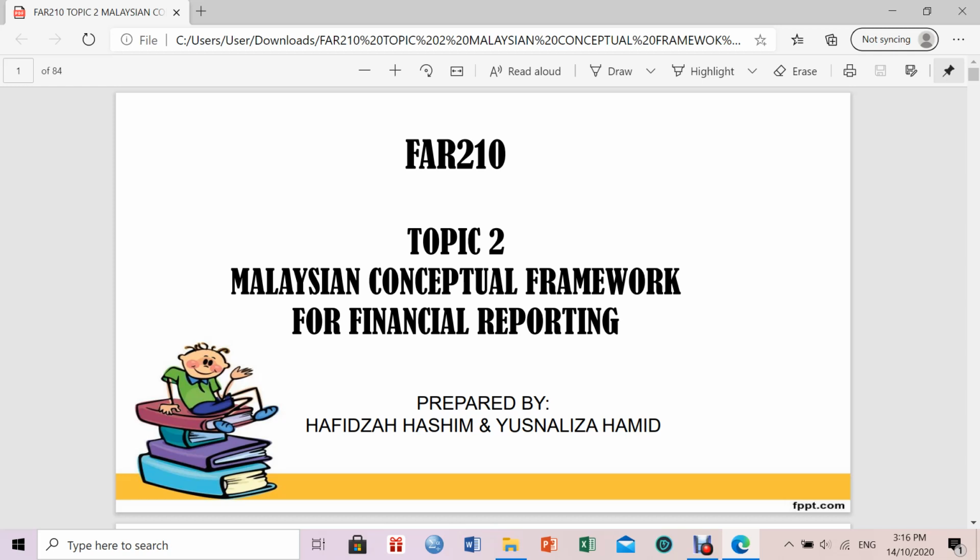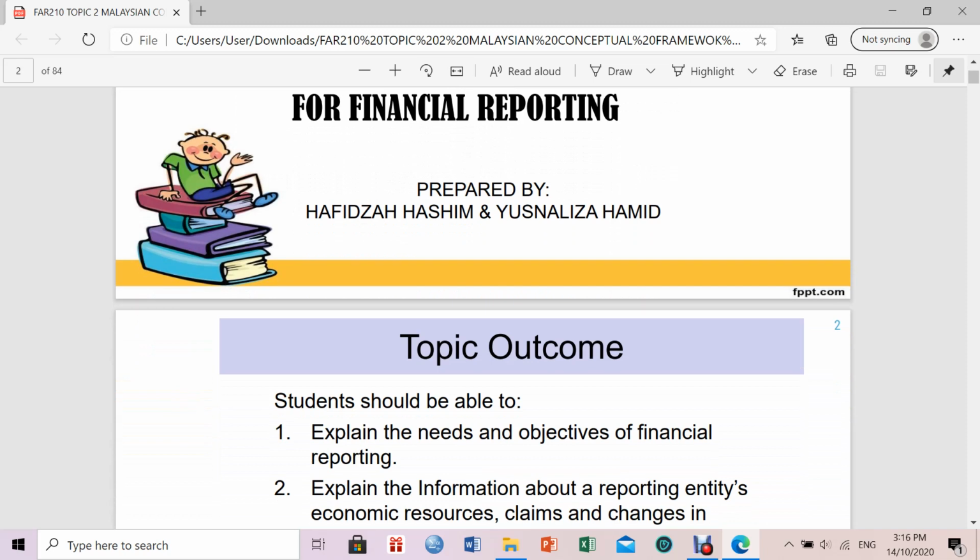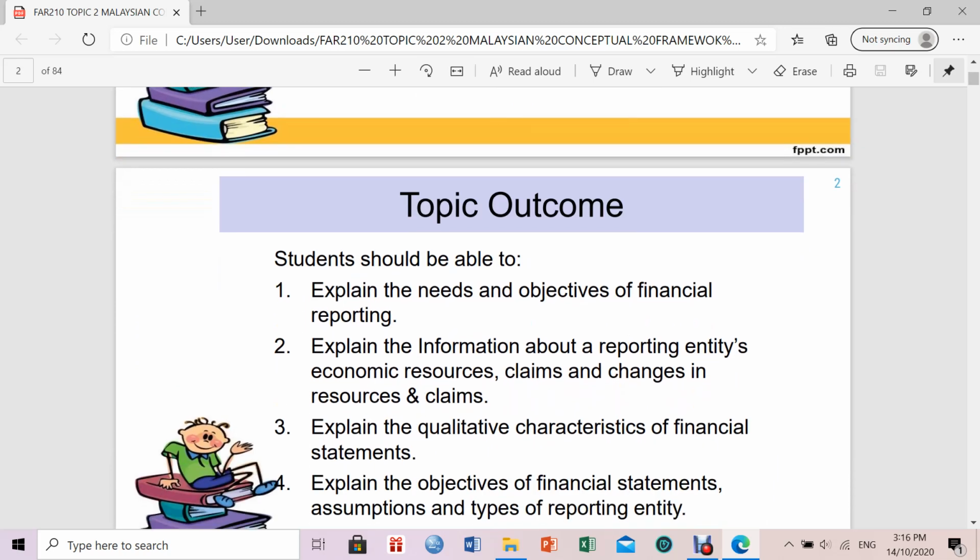We are going to learn a new topic for 4210, which is topic 2, entitled Malaysian Conceptual Framework for Financial Reporting. These slides, by the way, have been prepared by our beloved lecturers, Madam Hafizah Hashim and also Madam Yusnaliza Hamid. So let's take a look at the topic outcome.